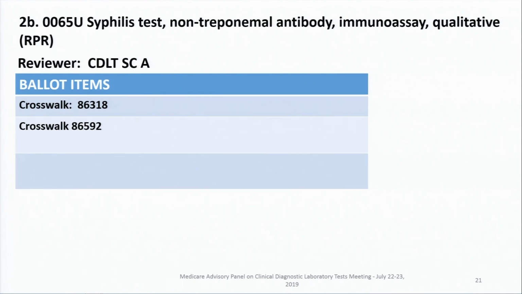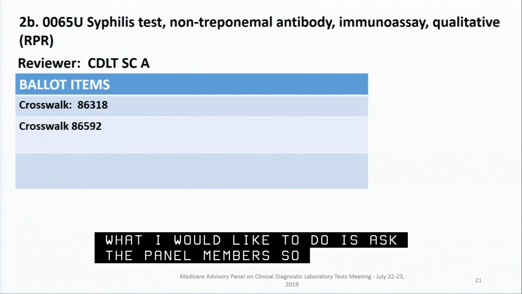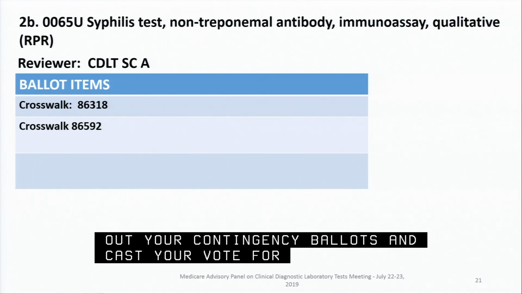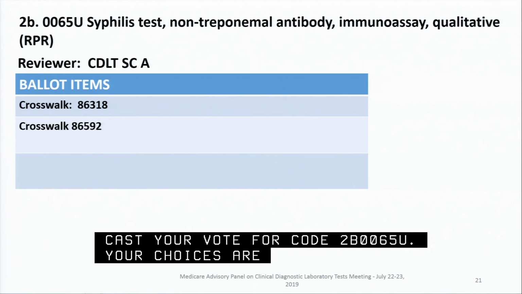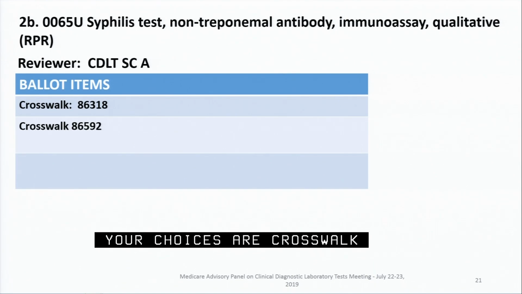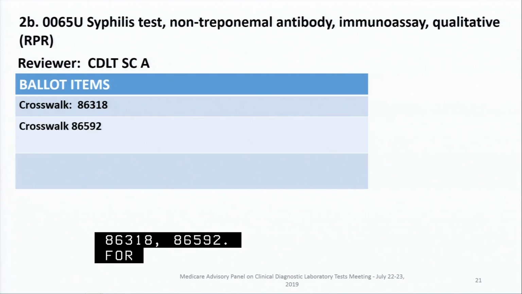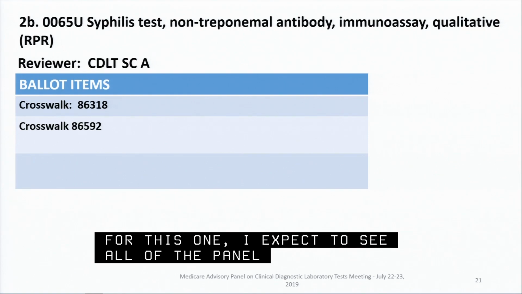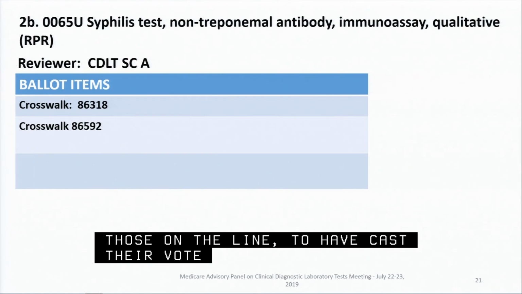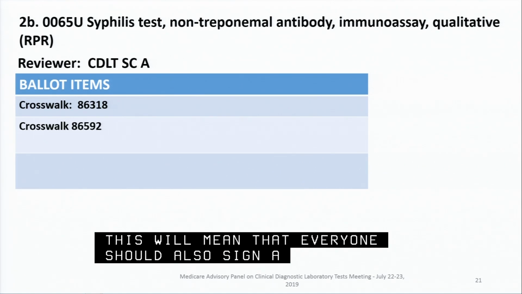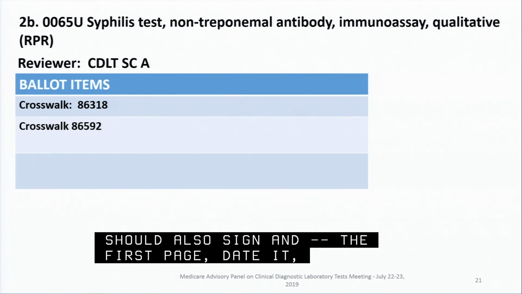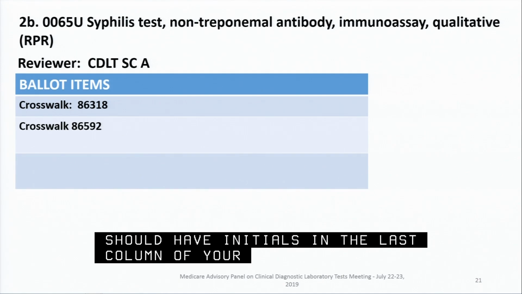So what I'd like to do is ask the panel members to please pull out your contingency ballots and to cast your vote for code 2B as in boy, 0065U. Your choices are crosswalk 86318, 86592. So for this one, I expect to see all of the panel members, even those on the line, to have cast their vote for 0065U via paper. This will mean that everyone should also sign the first page, date it, and you should have initials in the last column of your ballot. When you are complete, please put your name placard up because we're going to move on to the next code.